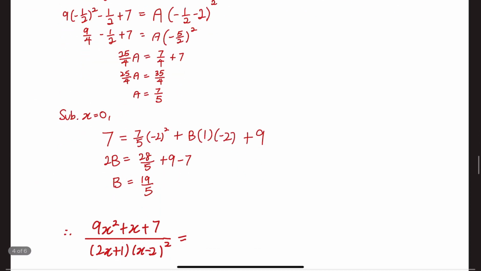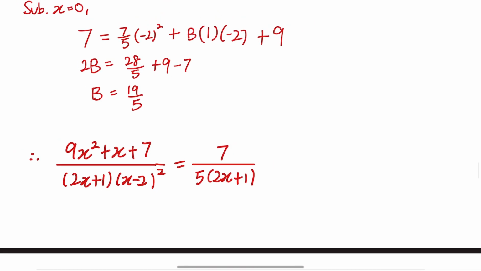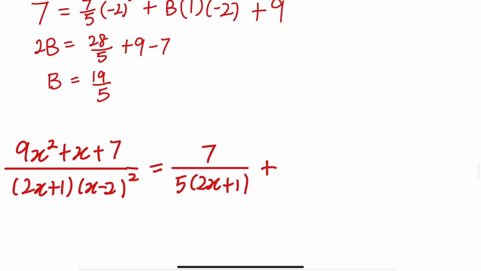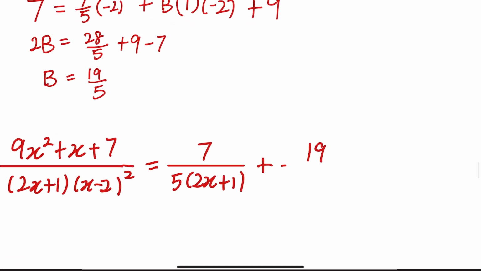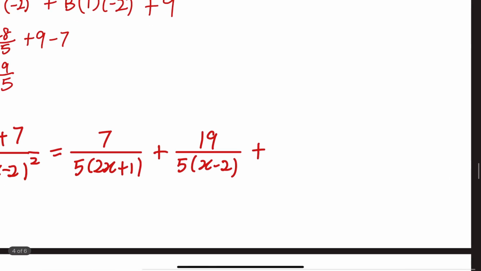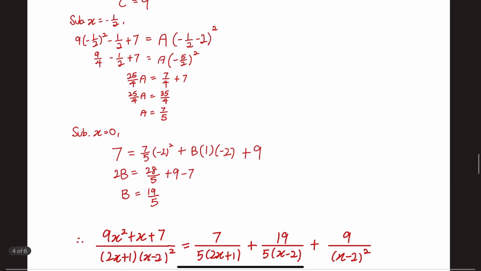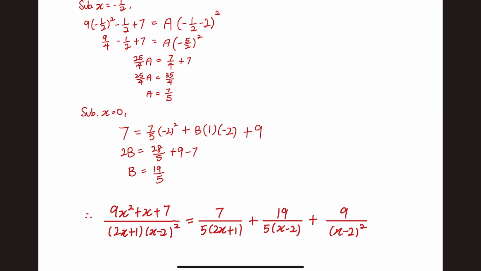So this can be written as, for part A, 7 over 5 times (2x plus 1). Same thing for B. B is 19 over 5, which is equivalent to 19 over 5 times (x minus 2). Then the last one, C is 9. So this will be plus 9 over (x minus 2) the whole thing squared. Okay, and that is the answer for example 2.